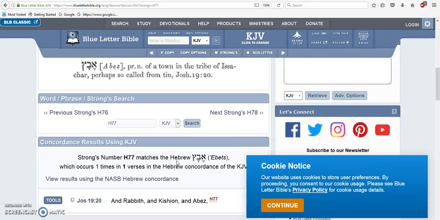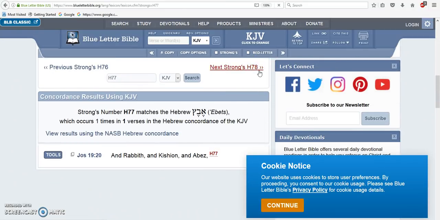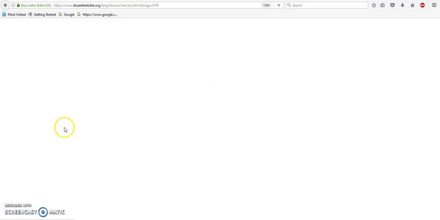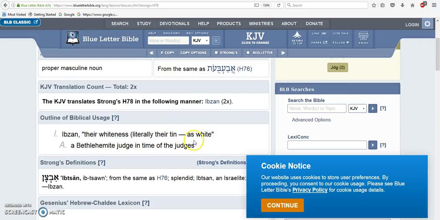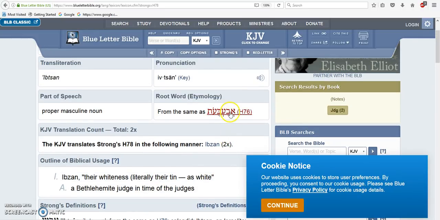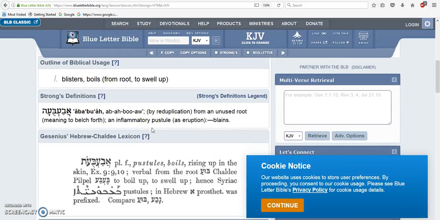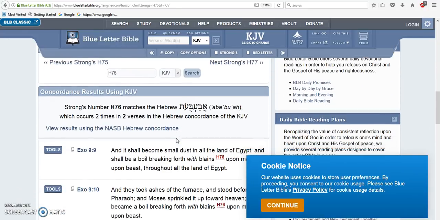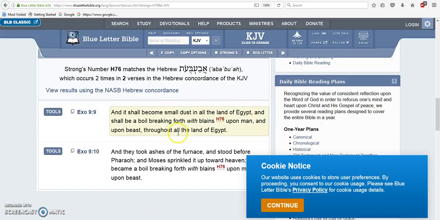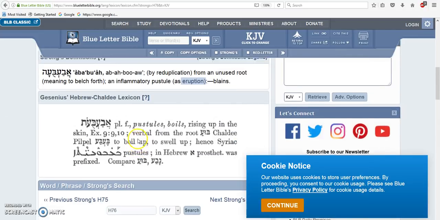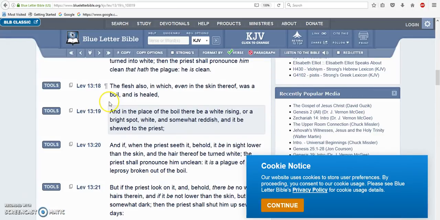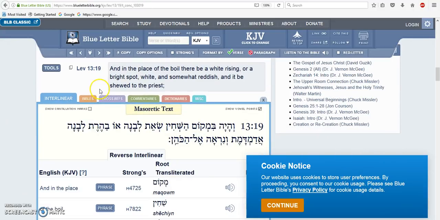Okay, and so this goes through to the next Strong's number, which is H78. It also means their whiteness, literally their tin is white. And it comes from Strong's number 76. And this means blisters or boils. It also refers to an eruption. And so this is referring to the Exodus here and what took place with Pharaoh. But it's also alluding to the boils that it talks about here in Leviticus 13.